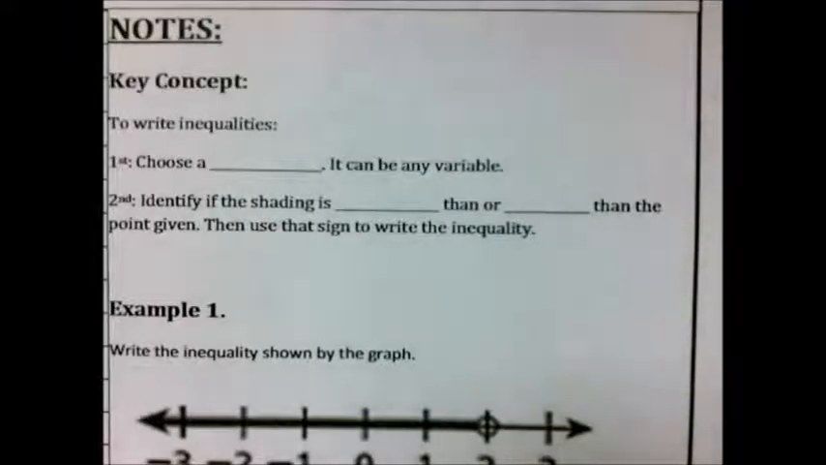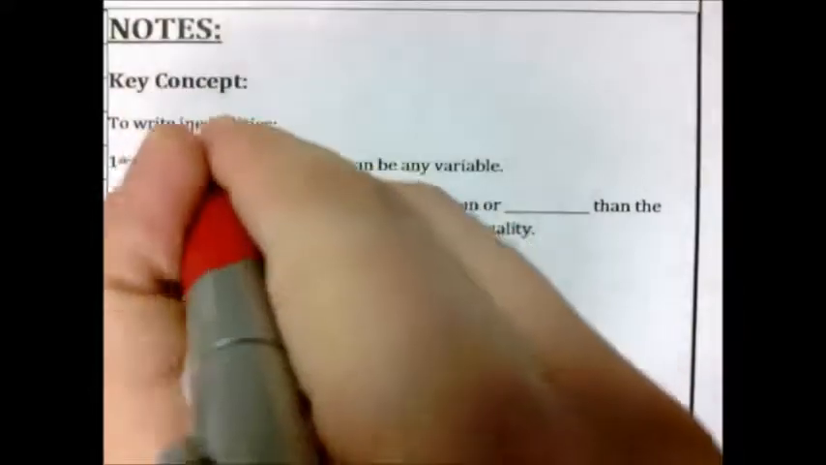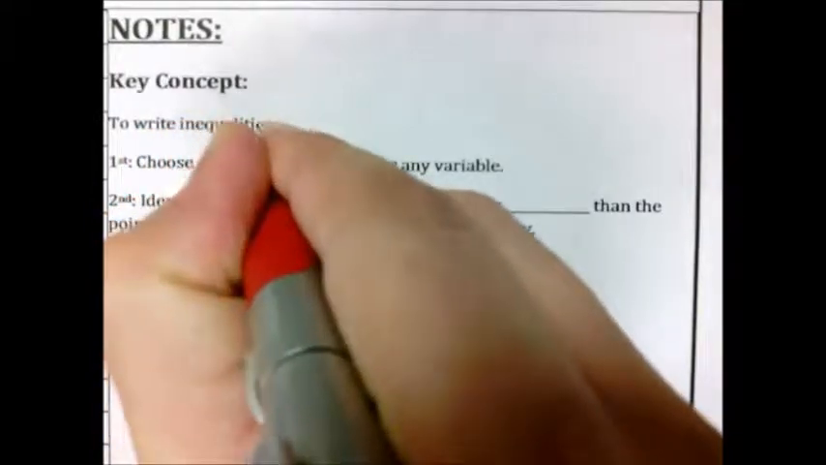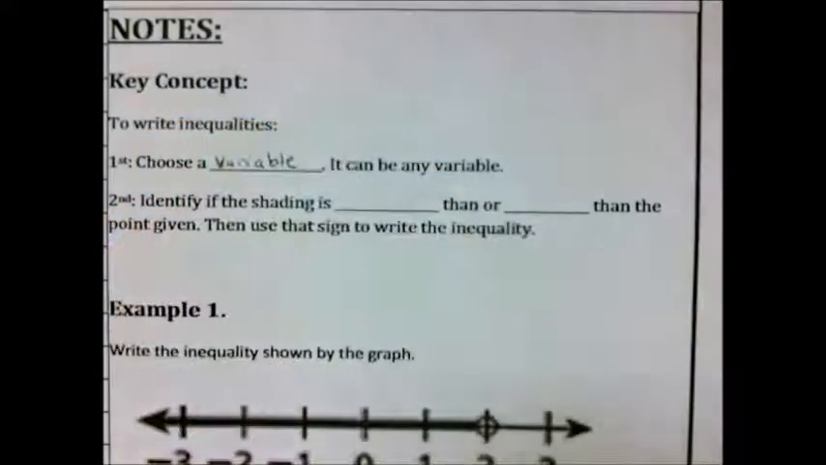So your key concept here, in order to write inequalities, the first thing that you need to do is choose a variable. It can be any single variable that you want. And remember, a variable is just some sort of a letter that is in place for a number. So we could choose X, Y, W, or Z, whatever we feel like.